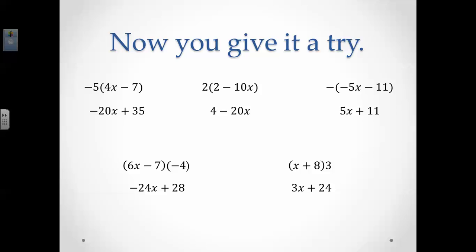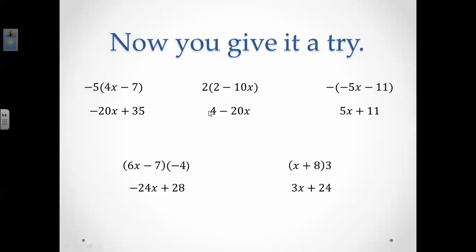Most of the mistakes that are made here really are sign mistakes. So the biggest issue is, once you distribute, I would always check the sign of your number first. So for example, a negative times a positive is a negative, a negative times a negative is a positive. So always do that first and then come back and do your math fact. 5 times 4x is 20x, 5 times 7 is 35. And then double check those signs as you distribute.